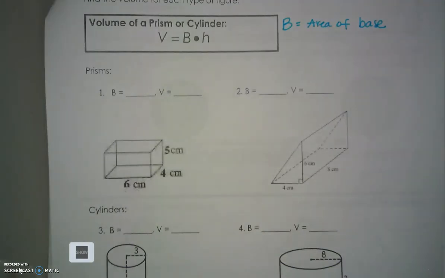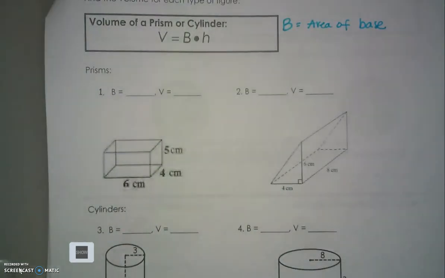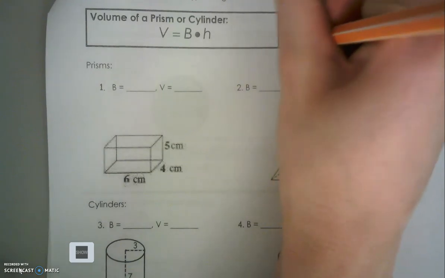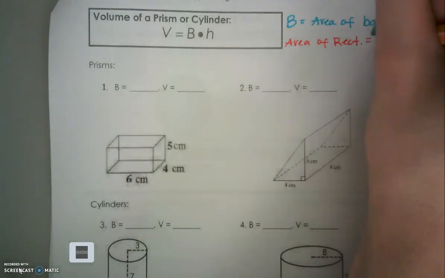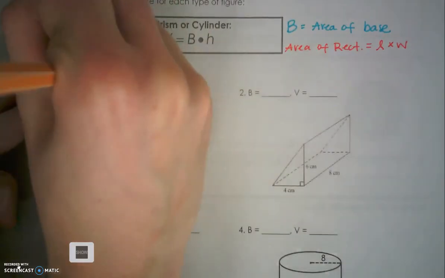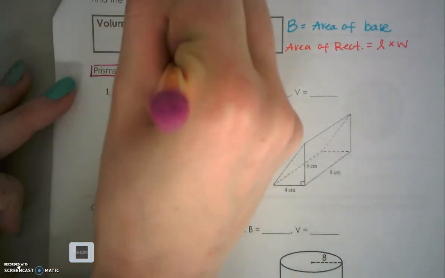So when we're talking about prisms, typically that area of the base is a rectangle. So we know that the area of a rectangle, I'm going to abbreviate rectangle, is equal to length times width. So another way that we could write the volume of a prism is length times width times height.